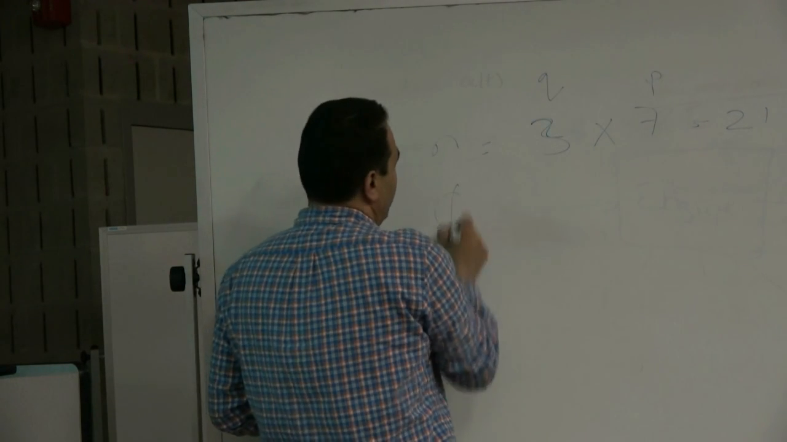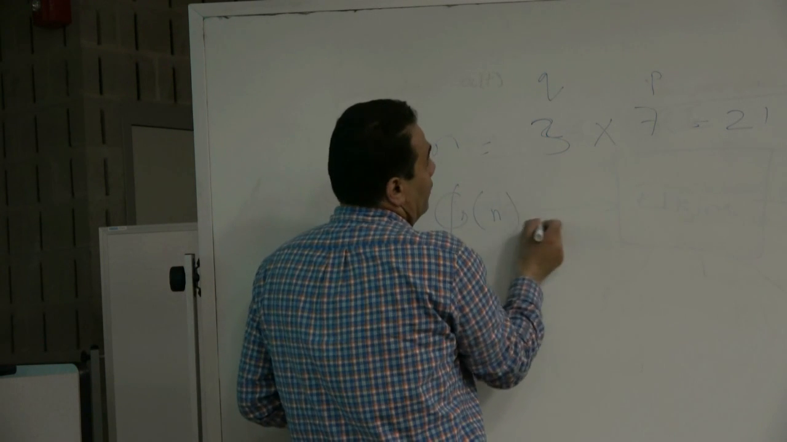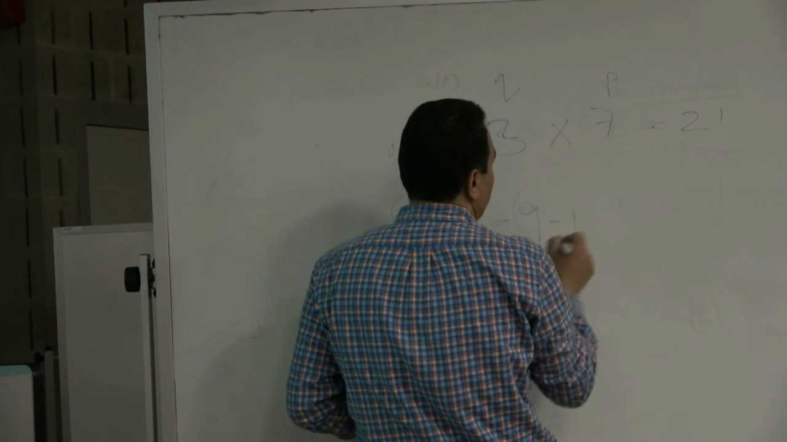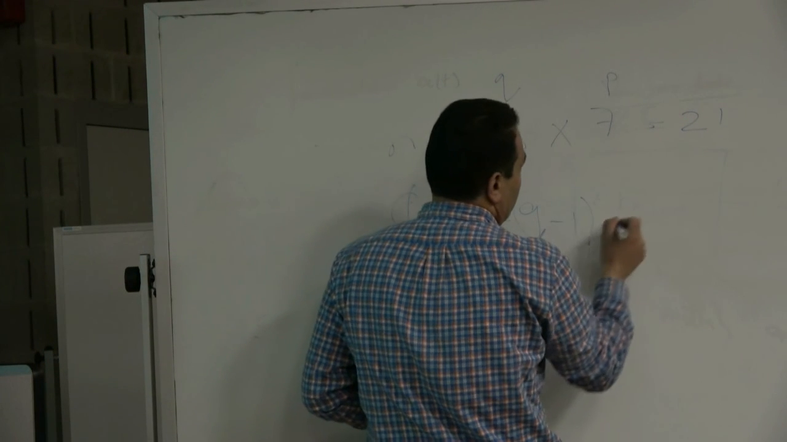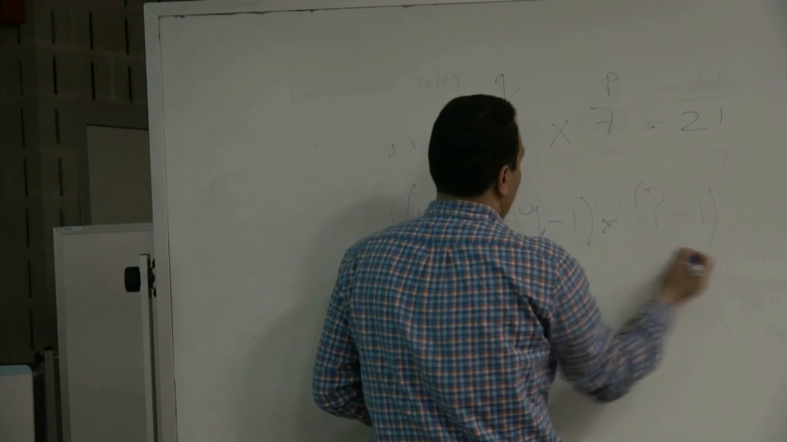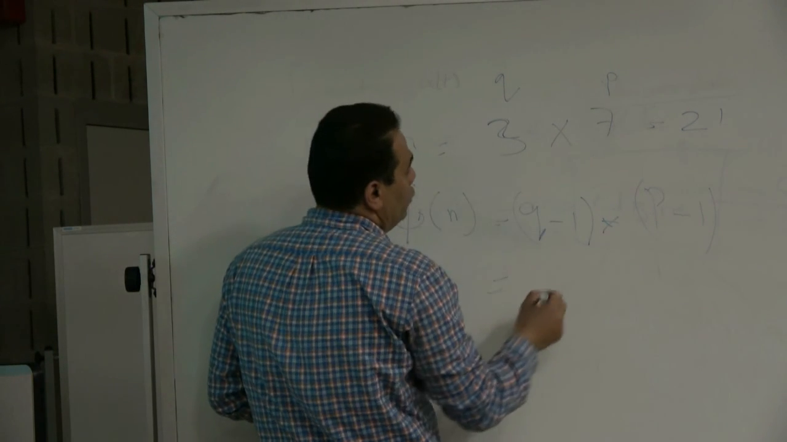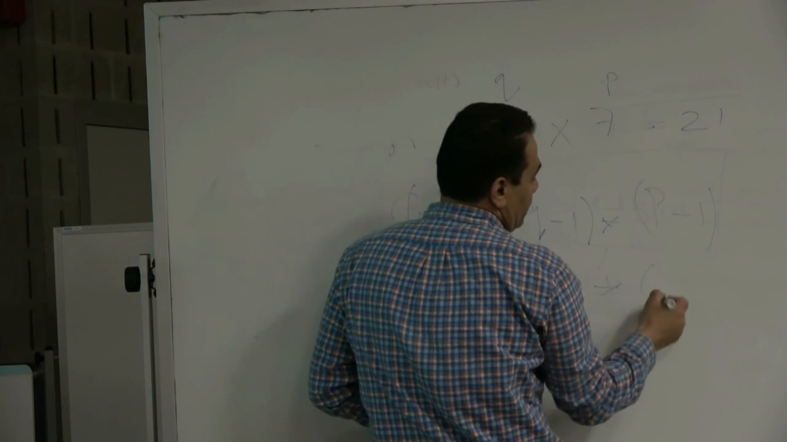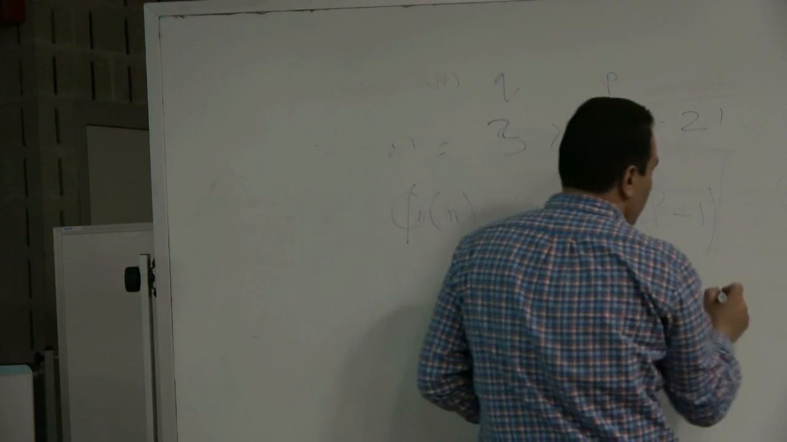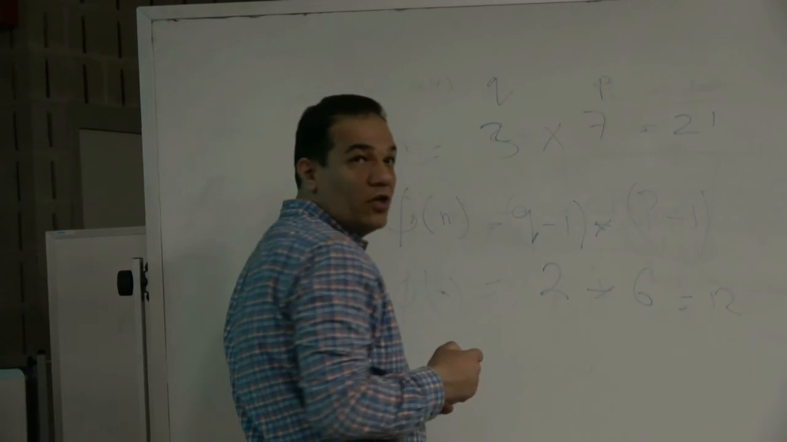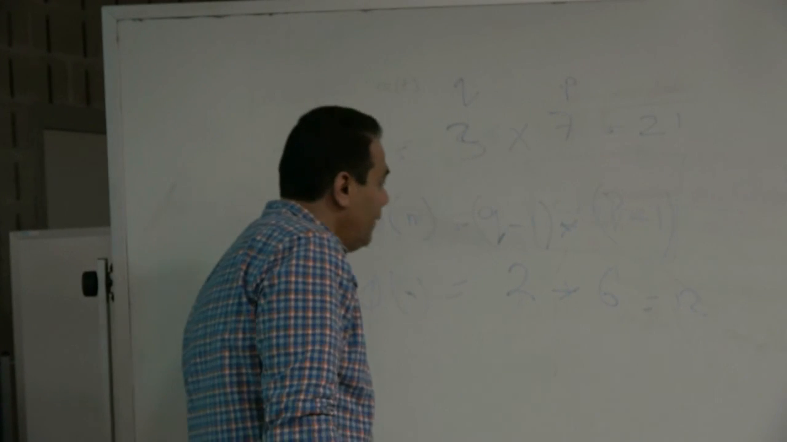So phi n equals q minus 1 times p minus 1. Q minus 1, how much? 2. Times 7 minus 1, 6, right? Equals 12. That's phi n. We explained that in the previous chapter, okay?